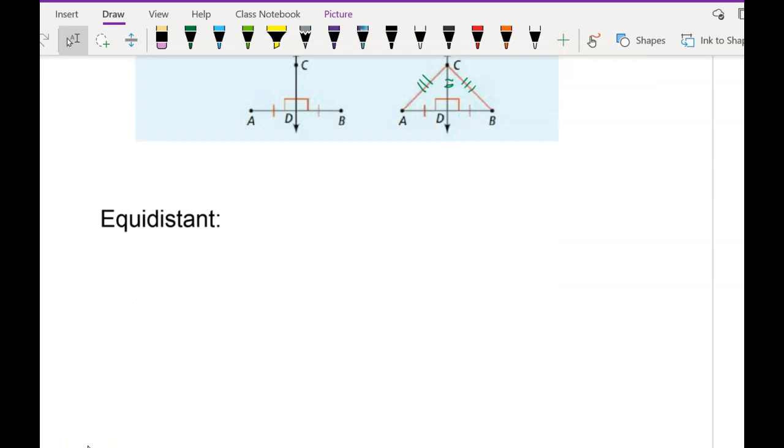So let's take a second and let's write down the definition of equidistance. A point is equidistant from two objects if it's the same distance from the two objects. So it's really just the same distance from an object.